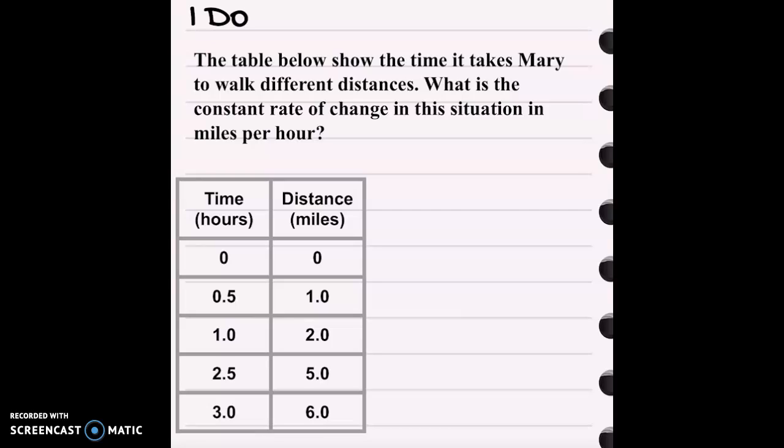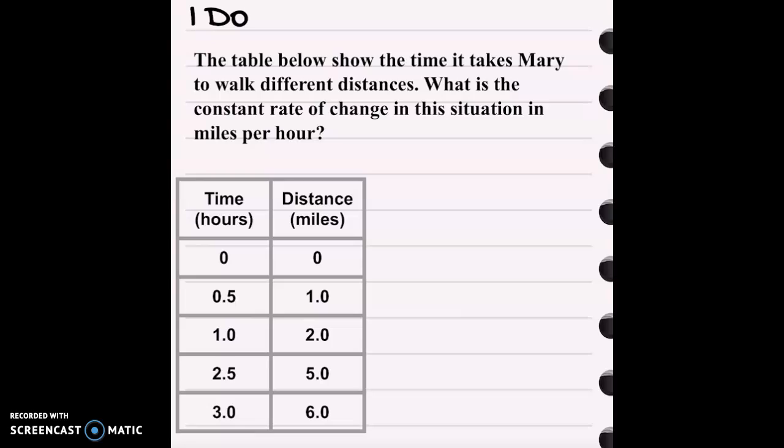Okay, so at this time you should have finished the first problem and you're ready to go to the second problem. Again, the first thing I do is I read the problem. The table below shows the time it takes Mary to walk different distances. What is the constant rate of change in this situation in miles per hour?